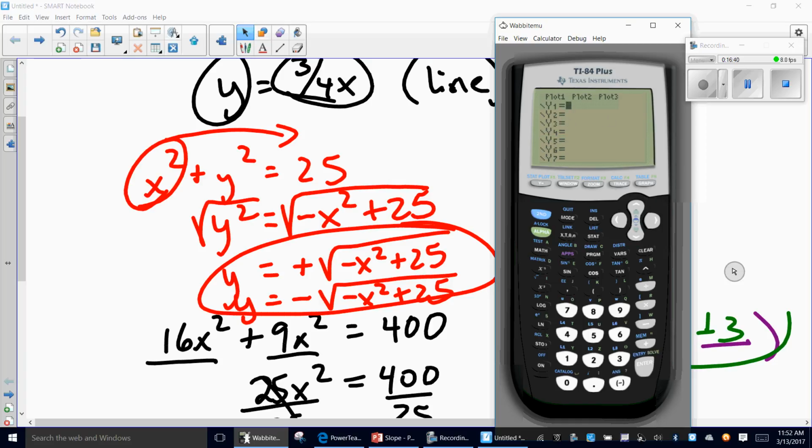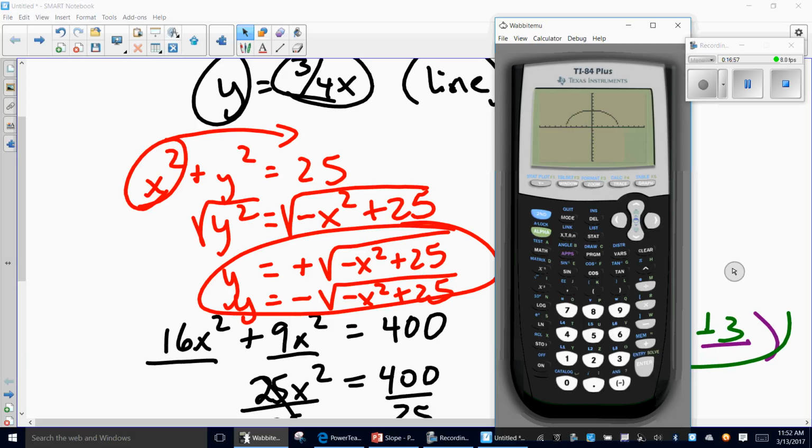All right, let's look at this. Let's just put in the square root of negative x squared plus 25 and hit graph. Whoops, I need to zoom to 6.